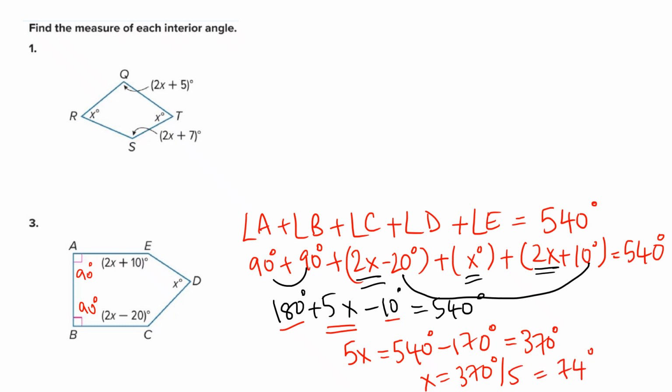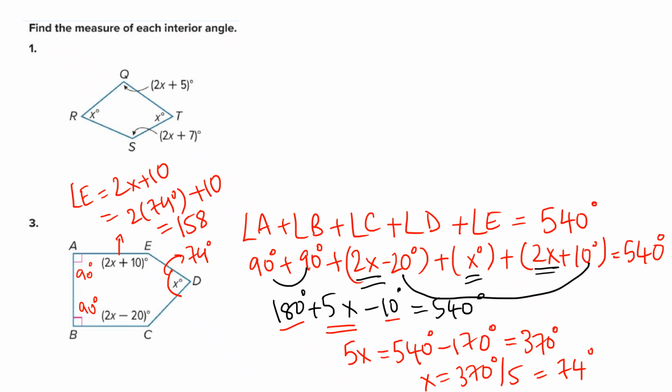Now the question asks to find the measure of each angle. So I have less space here, but I'm sure you all can find x. This one is coming out to be 74. Similarly, angle E, if you want to find, it's 2x plus 10. So wherever there is x, plug in 2 times 74 plus 10, you solve it. So your angle E comes out to be 158 degrees.